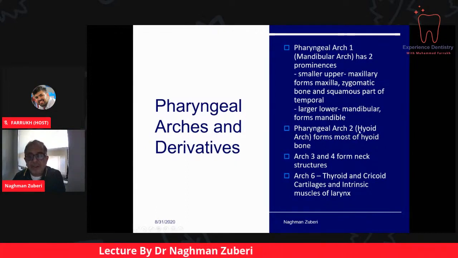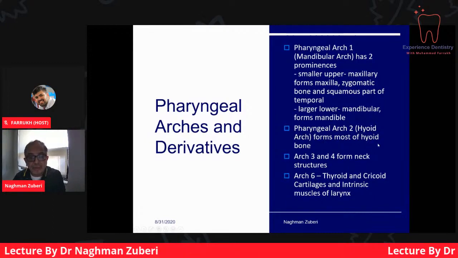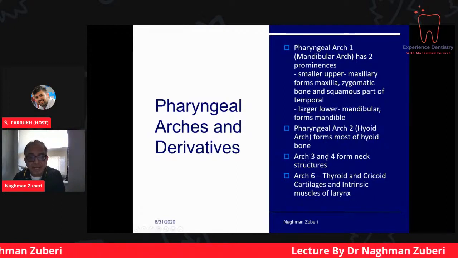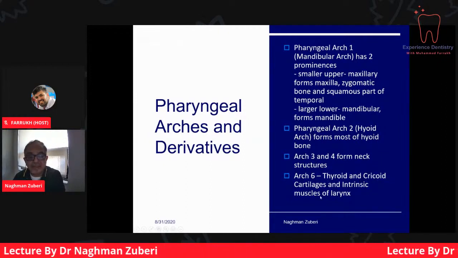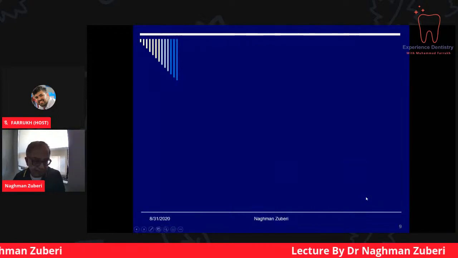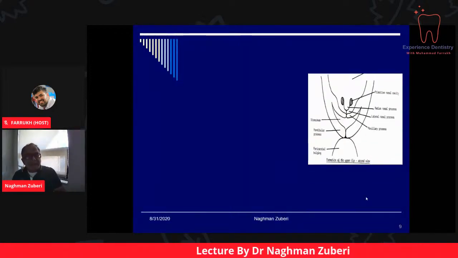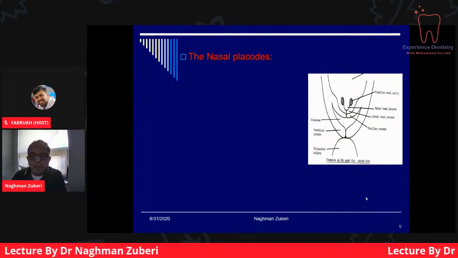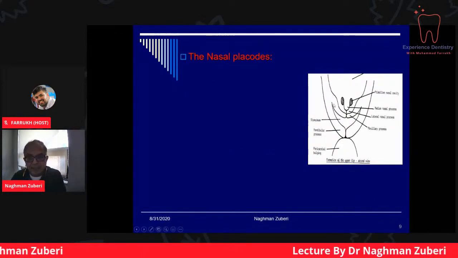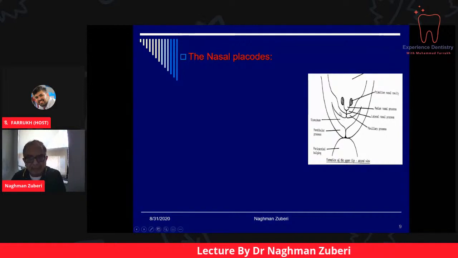Pharyngeal arch 2, the hyoid arch, forms most of the hyoid bone. Arches 3 and 4 form neck structures, and arch 6 forms thyroid and cricoid cartilages and intrinsic muscles of the larynx. Now, again, back to our topic. As I told you about the frontonasal prominence, the two maxillary prominences and the two mandibular prominences.